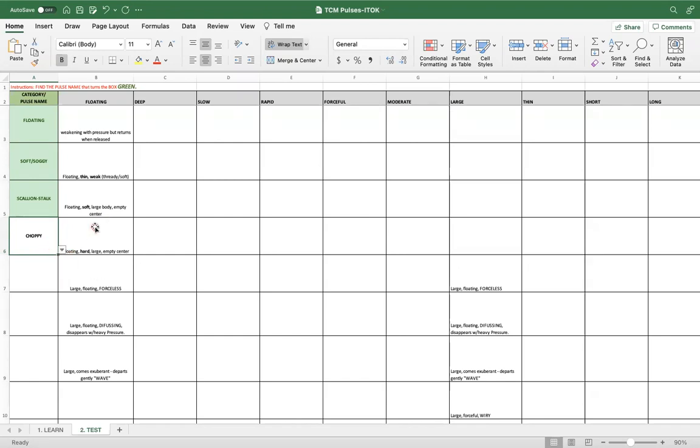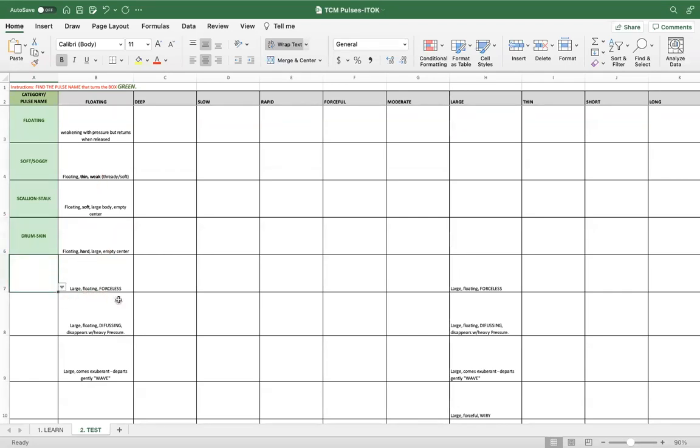So here I have the floating, hard, large, and empty center. The description is very similar to the prior one. The only difference is that this is a drum skin pulse because it's hard. The scallion stalk is soft, but all the other characteristics are very similar.